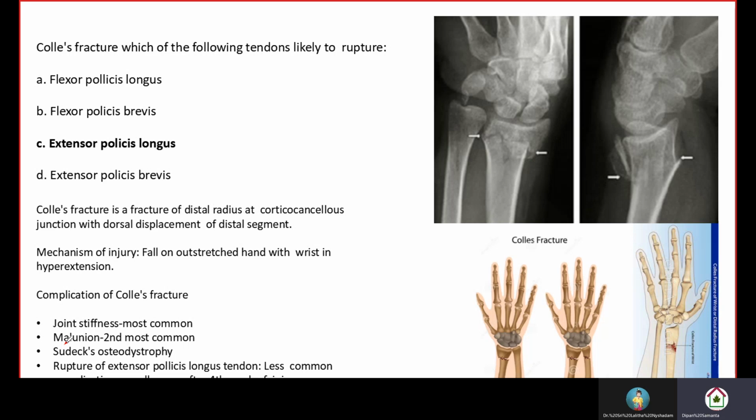Colles fracture is the fracture of the distal radius, right? Distal radius at the corticocancellous junction with dorsal displacement of the distal segment. Here we can see Colles fracture in schematic form and also X-ray images. Very important for IBQ also. Orthopedics IBQ is very important, and the number of orthopedics questions increased last time in December 2019. A lot of questions came from orthopedics.